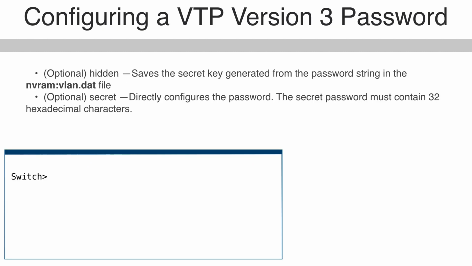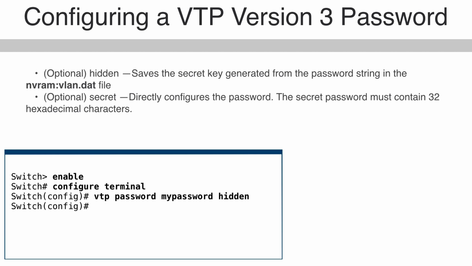Configuring a VTP version 3 password. You can configure a VTP version 3 password on the switch. Enables privileged exec mode. Enters the global configuration mode. Sets the password for the VTP domain. The password can be 8 to 64 characters, hidden. Saves the secret key generated from the password string in the VLAN.dat file.